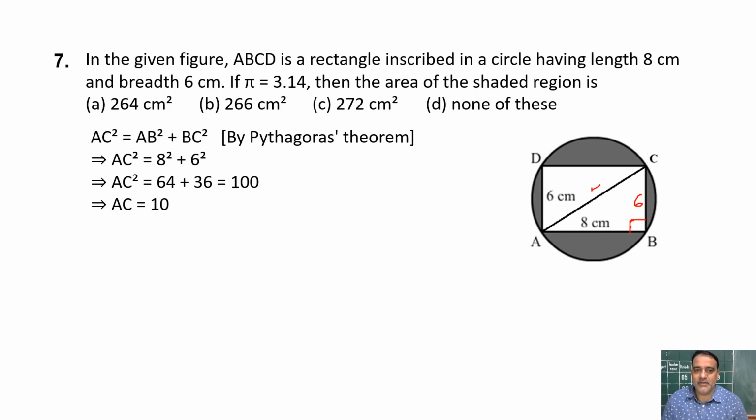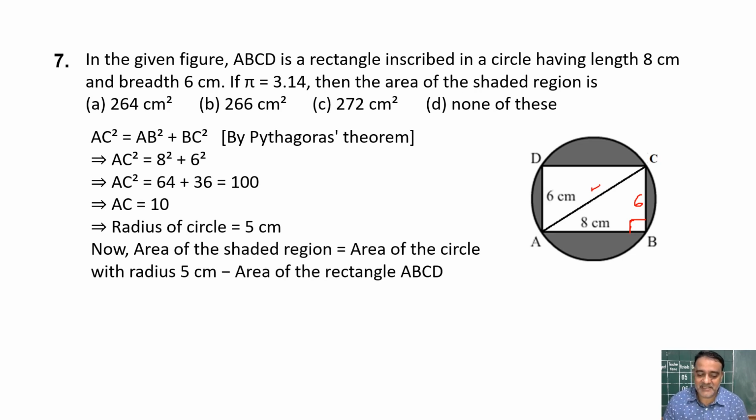Okay. So if AC is equals to 10, what will be the radius? 5. Very good. Now we will write the area of shaded region is equals to area of circle minus area of rectangle. Right? Area of circle is pi r square and area of rectangle is length into breadth, that is 8 into 6, and pi value is given 3.14 into 5 into 5.